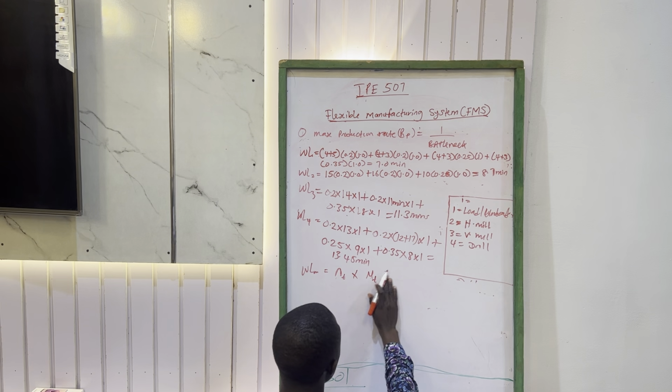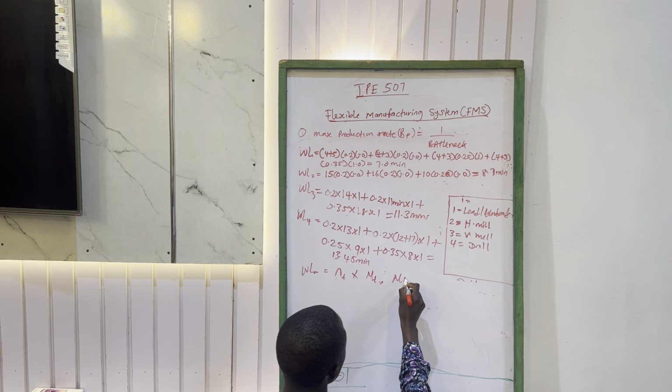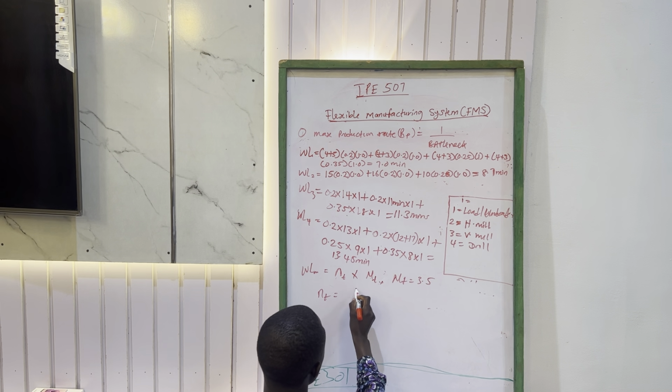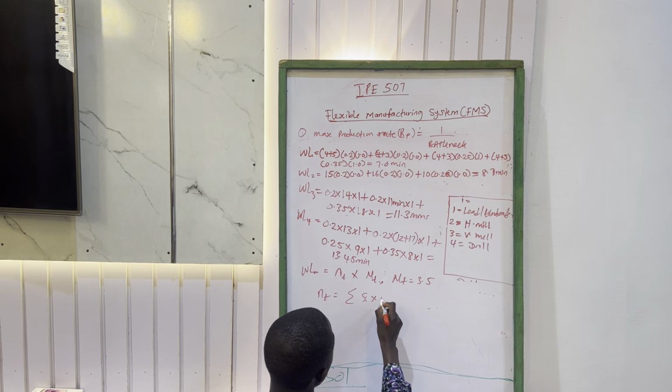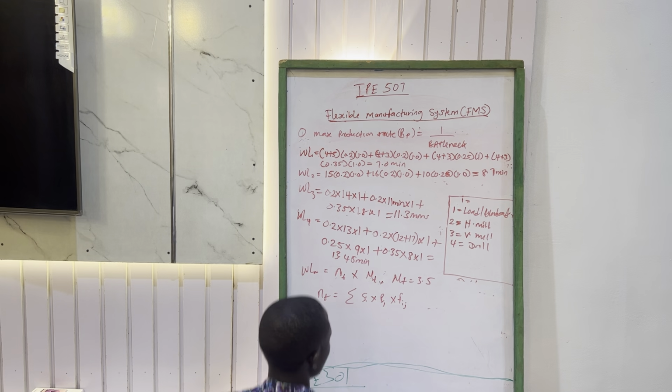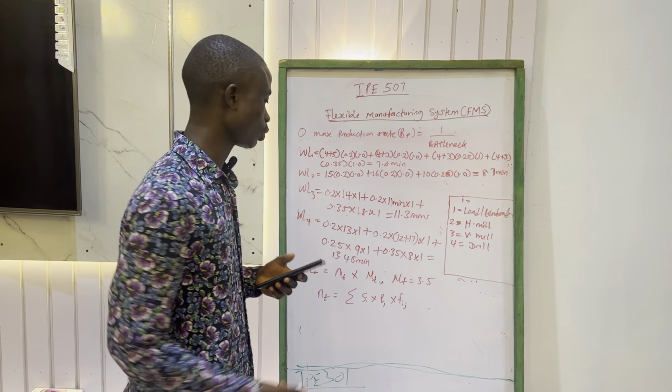We'll be given the mean operating time, which is mu t equal to 3.5. We need to find nt. And we said nt is equal to the summation of Si times pj times the operational frequency if you have. And if you don't have, we take it as 1.